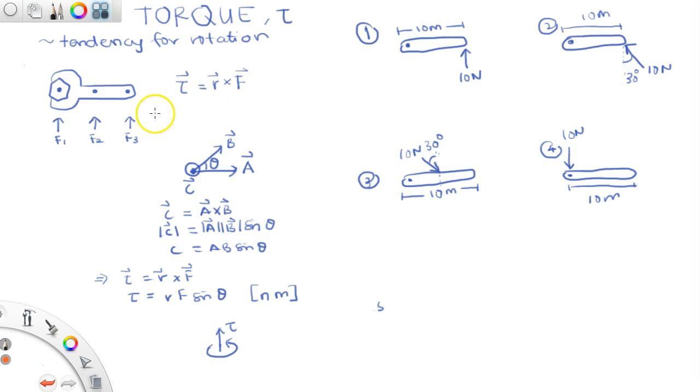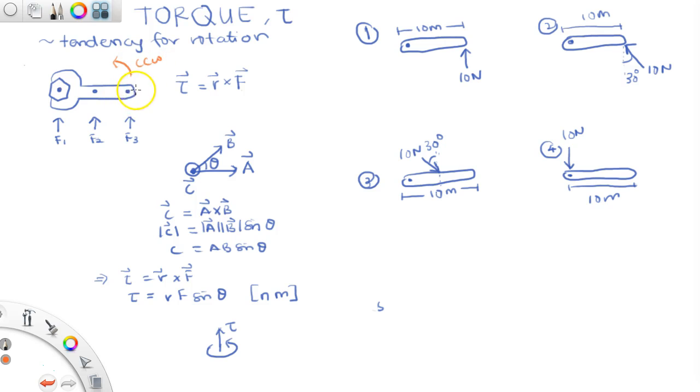So let's see what is the meaning of torque. For example, we have a screw and we have a spanner. This screw is fixed at one point, and if you give the force at this point, the screw will be rotated counterclockwise, right?